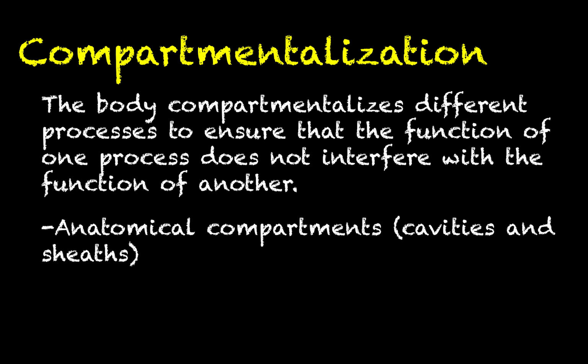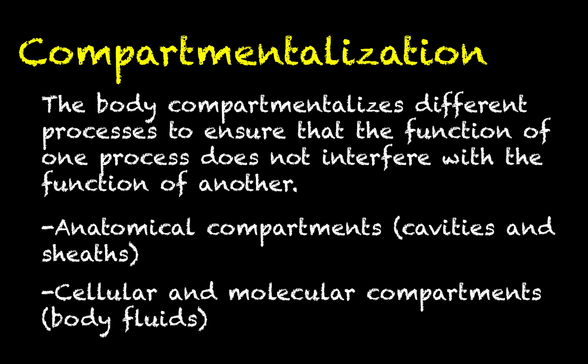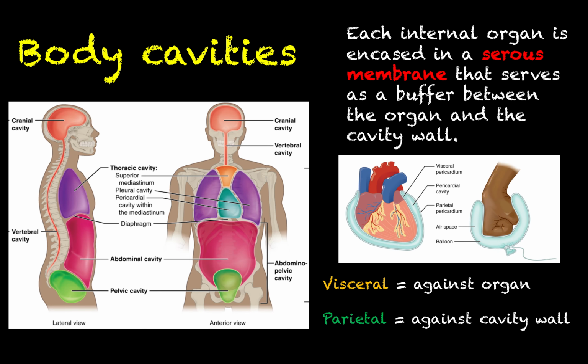At the macroscopic level, we have anatomical compartments. In that way, we are talking about body cavities and sheaths like the meninges that surround the brain and spinal cord, and then also the different body cavities that house your different organs and major tissues. And then at the microscopic level, we're going to be talking about cellular and molecular compartments. In this way, we're talking about the different body fluids, and we'll talk a little bit about how they are different in terms of their composition and how physiological processes will often involve complex movement of molecules from one compartment to another and back again.